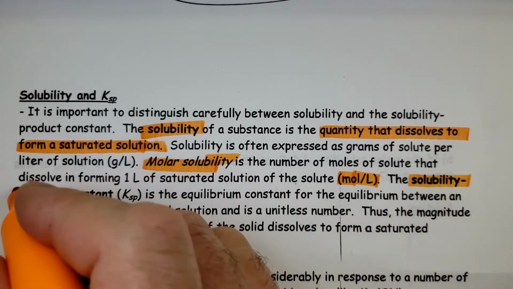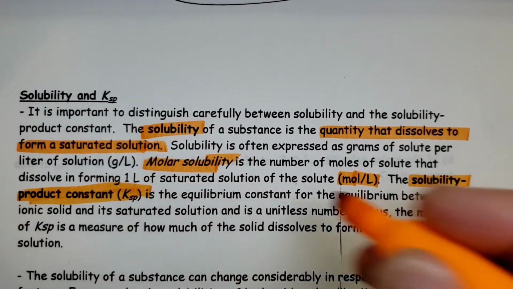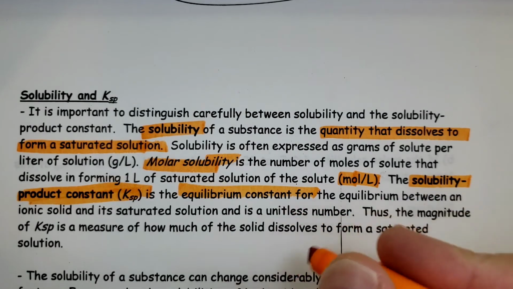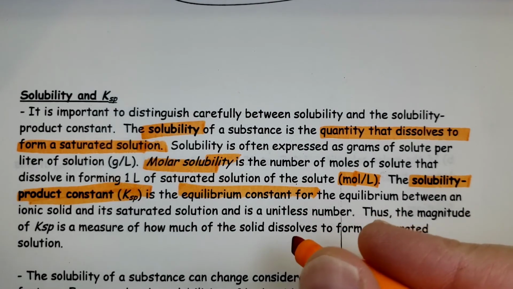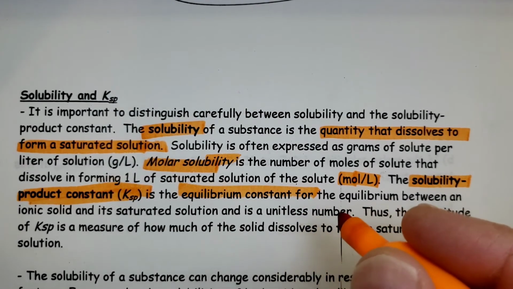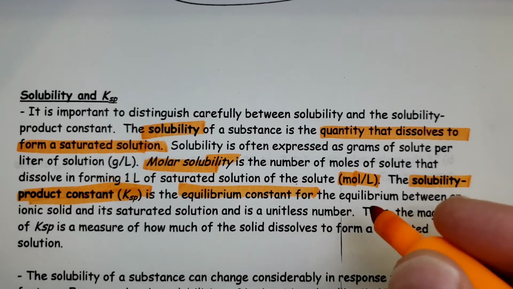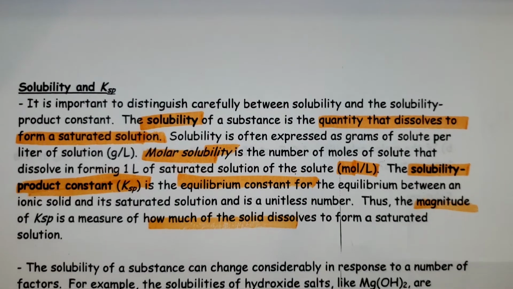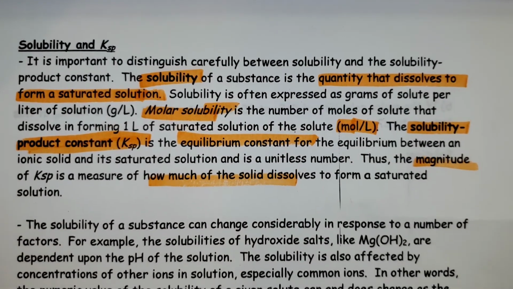And the solubility product, which we've been just talking about, is the equilibrium constant for the equilibrium between the solid and its saturated solution. And we don't include a unit there, it's just simply a number. And of course, the size of it, or magnitude, tells us how much the solid will dissolve. So it tells us if most of it dissolves or some of it dissolves if it's a small number, etc.